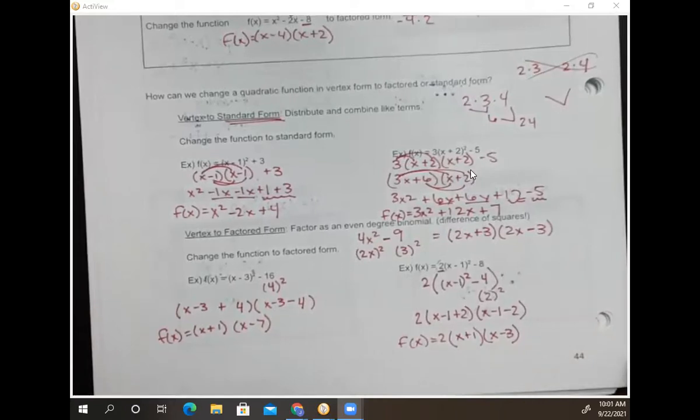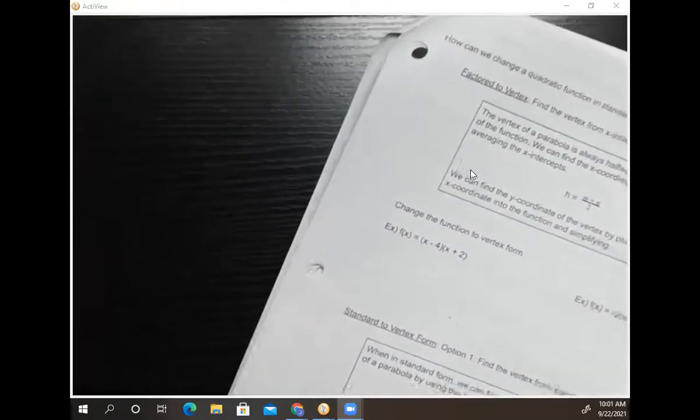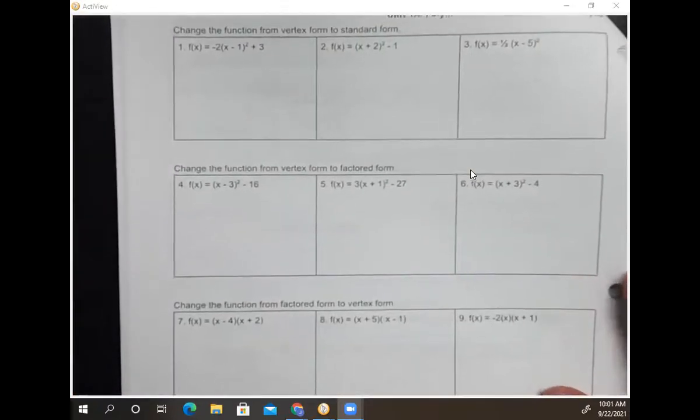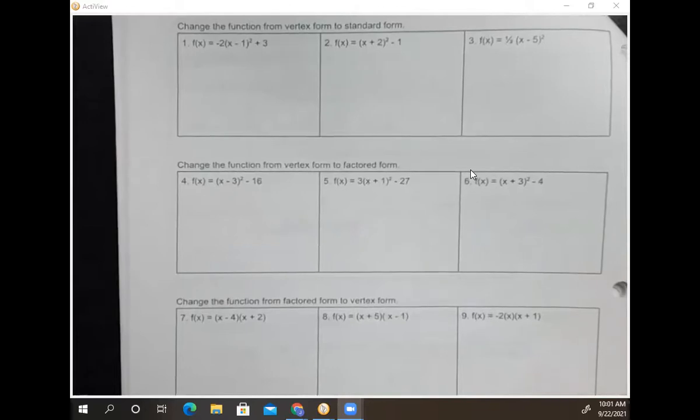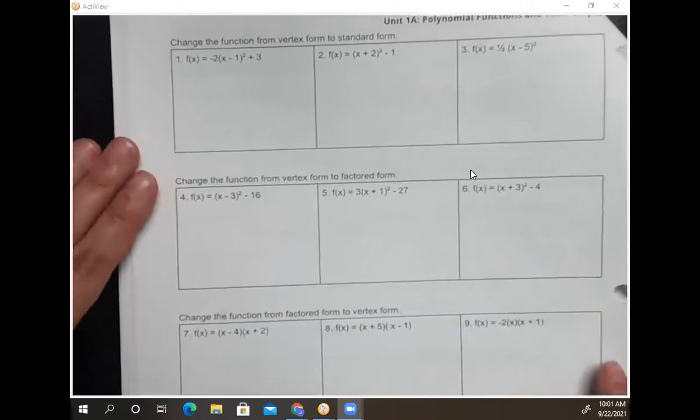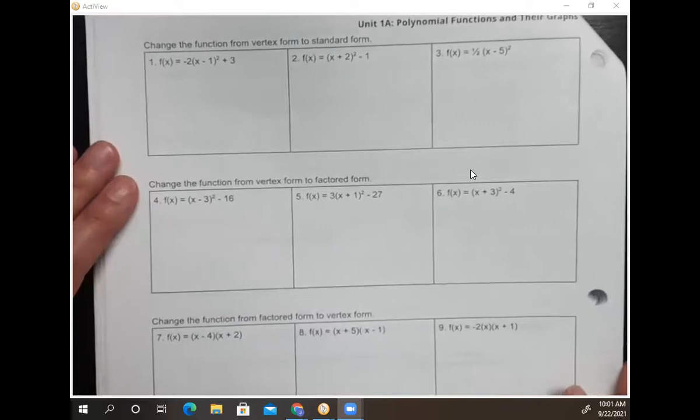Questions for me so far? Okay. We're going to skip page 45 for now and turn to page 46. And we're going to look at a few more practice problems here for the same type of material.